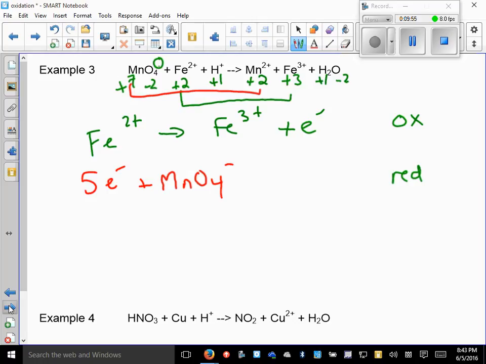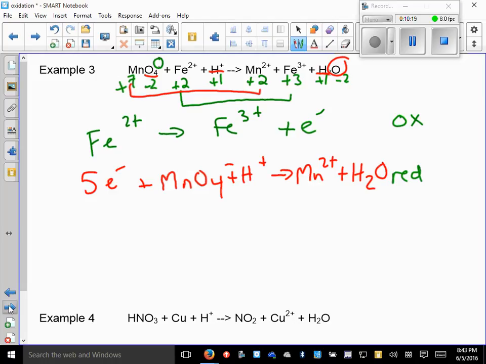Mn here is paired with O4. Here it's paired with nothing. So I need the O's, which also means I need the H's. So I'm going to have to use a whole bunch of things in my balancing here. Okay, so I said I needed the H's, goes to Mn2+ plus H2O.